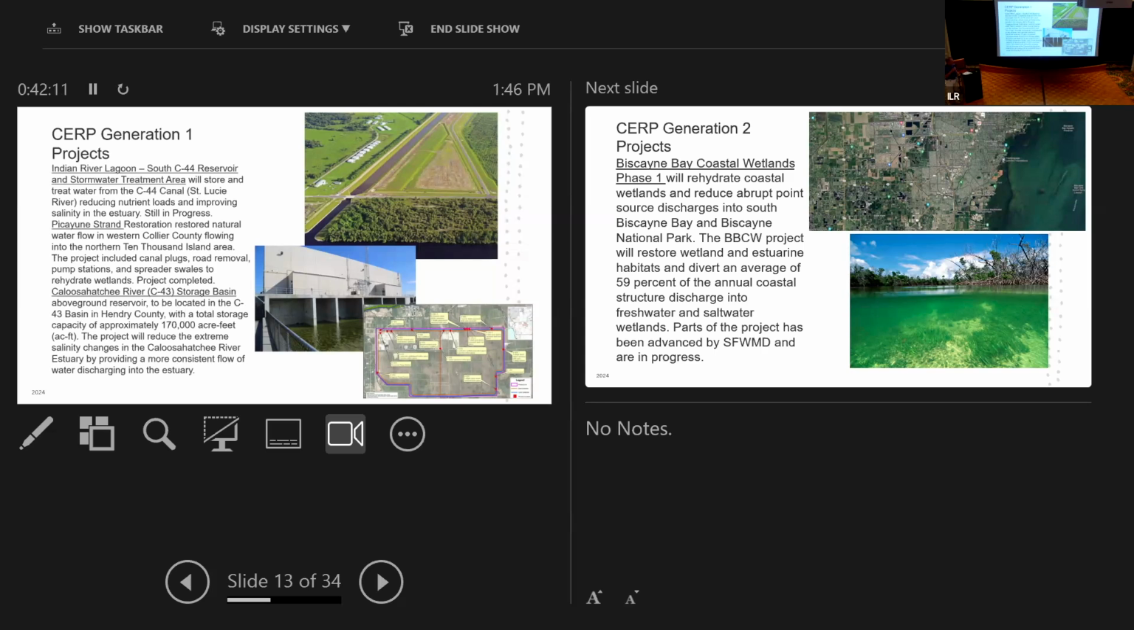And then the Caloosahatchee River also got a storage basin on the south side of the Caloosahatchee, a major storage basin to add a storage area and modulate flows down the C-43, which is the Caloosahatchee. It goes out at Fort Myers, inside Pine Island, behind Sanibel Island.